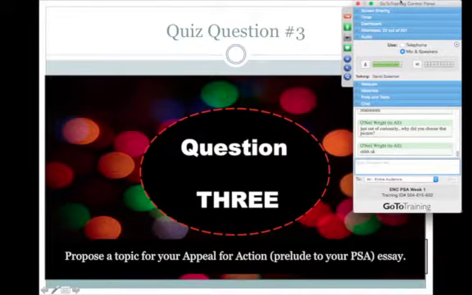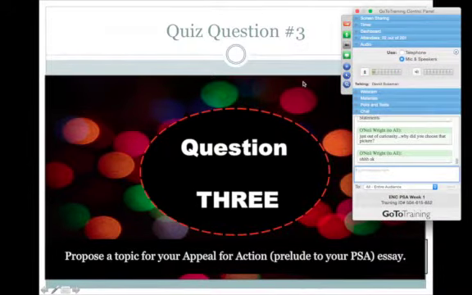Okay, so here's quiz question number 3, which is not really a question. You have until Thursday at midnight to take the quiz. So that means you have, what, roughly 48 hours to start researching and brainstorming and thinking of a topic that you might like to work on this month for your PSA. And I want you to propose that topic in your quiz.